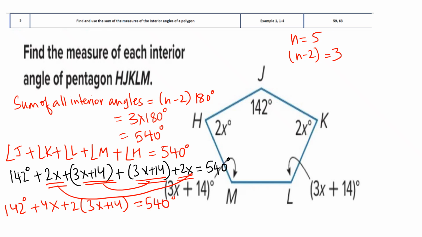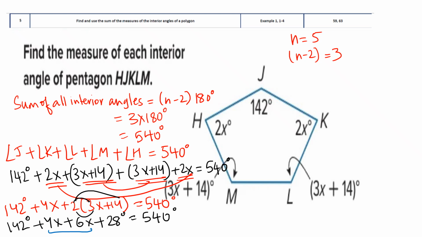So let's open the bracket, do distributive. So this is going to be 142 plus 4x plus 2 multiplied with 3 is 6x plus 2 multiplied with 14, that's 28 degrees, equal to 540. Now to solve this equation, we are going to collect the like terms. So 4x plus 6x, I'm going to combine, that's going to give me 10x. Remaining my 142 degrees plus 28, I'm going to add, and then I move it to the other side. So this is going to give me 10x equal to 370 degrees, or my x is 37 degrees.